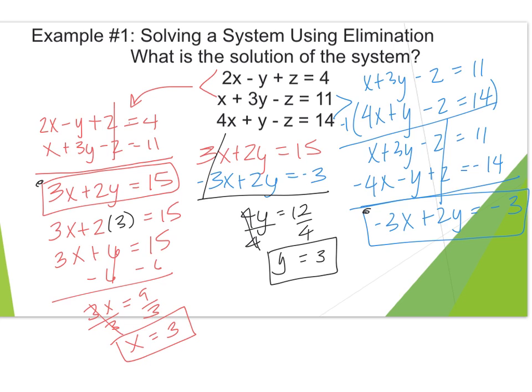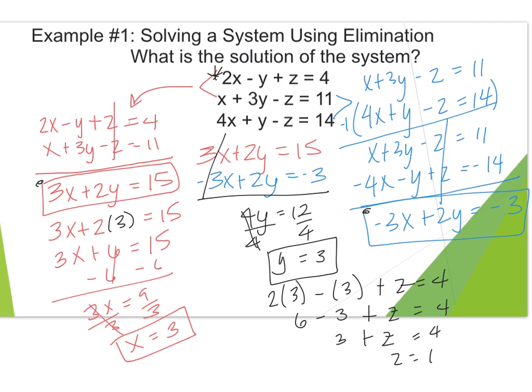In this case, they all have the same amount of negatives. So I'm just going to do the first one. So I'm going to deal with this equation right here. So here we go. I have 2 times 3, that's my x, minus y, which is 3, plus z equals 4. So that's 6 minus 3 plus z equals 4. 6 minus 3 is 3. So 3 plus z, by the way, these are z's, equals 4. If I subtract 3, then z will equal 1.